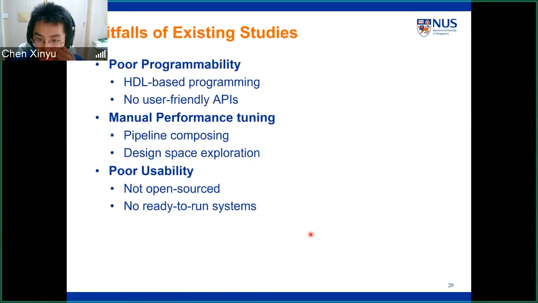So in summary, we think existing studies have poor programmability due to HLS-based programming and no user-friendly APIs. And also they require manual performance tuning like pipeline composing and design space exploration. Those are very time-consuming and not easy to do actually. And also they have poor usability because they are not open sourced and they are not ready-to-run systems.